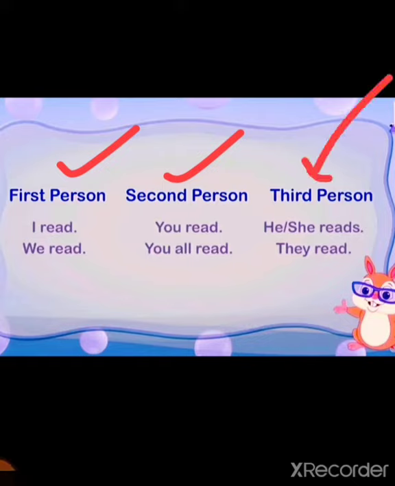Okay. What is first person? First person means I, we. Okay. I is singular, we, it is plural. Second person means you or yours. Third person, he, she, they, it.